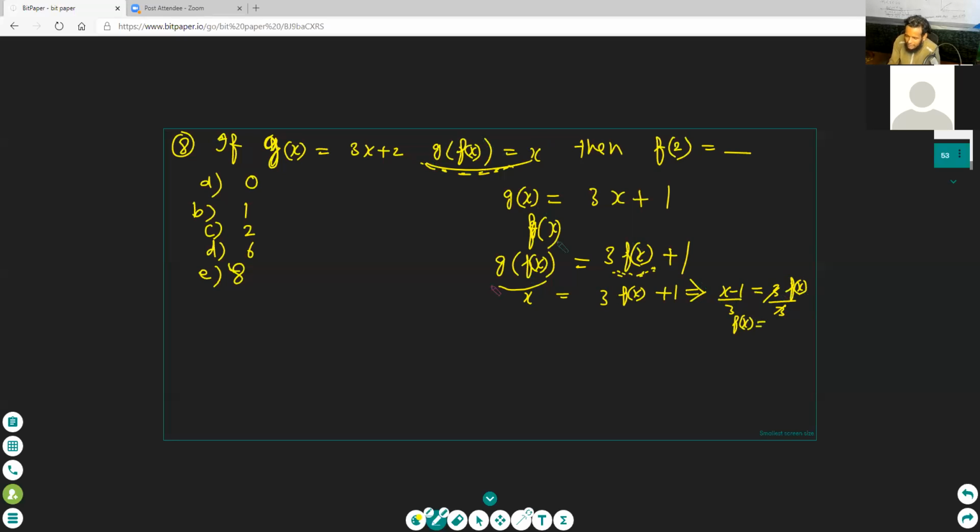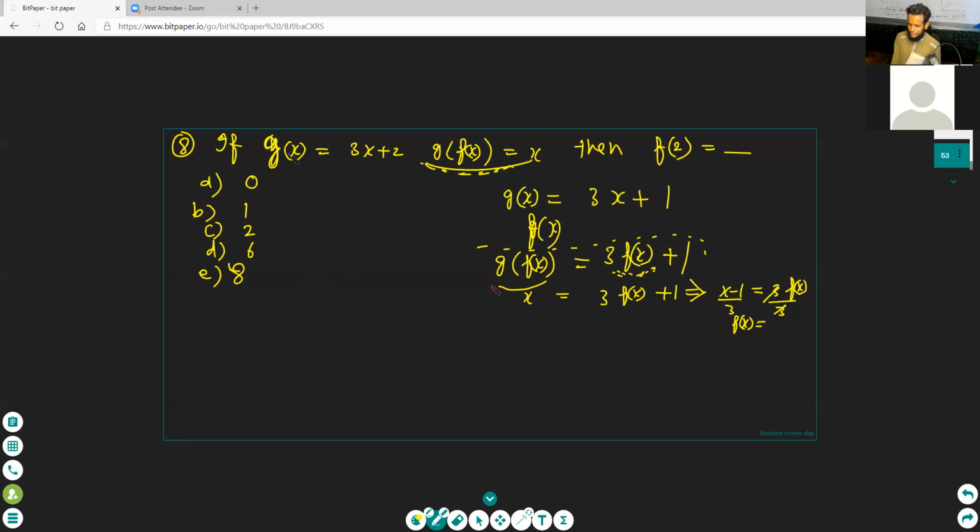Okay, this is a general formula. You use the g of x and replace f of x, then you get the general answer. Then you put g of f of x equal to x, and then get the value of f of x, and after this you put f of x, x into 2, replace x by 2. Okay, understanding or not understanding? Yeah, I understand.